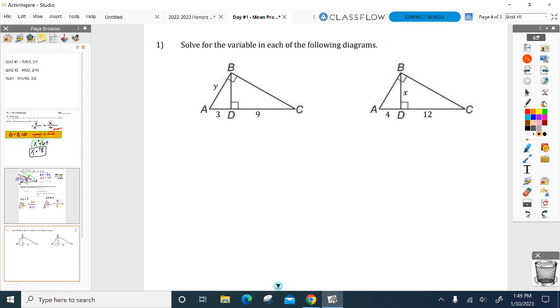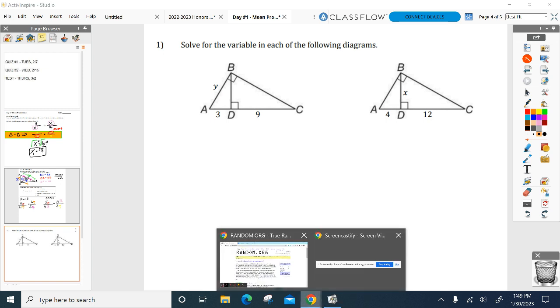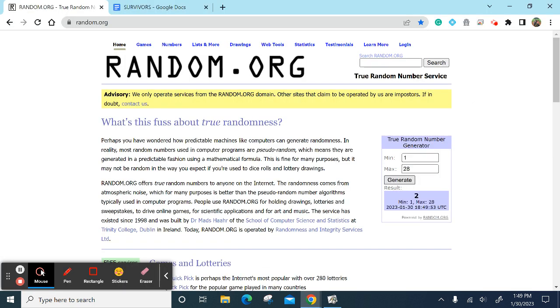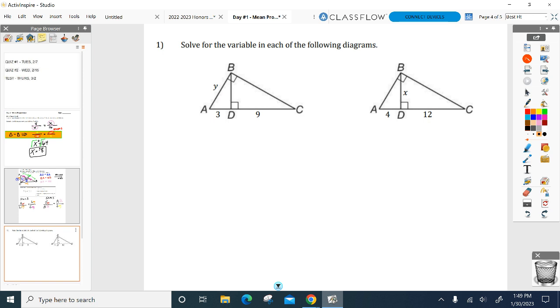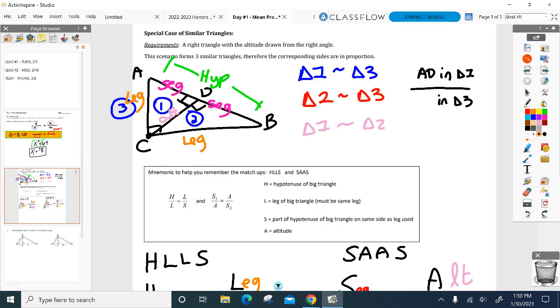Our last discussion. How do I know which one of the two to use? How do I know if it's going to be SAS or Hills? You just ask yourself one question. Is the altitude involved? Look at my first diagram here. Somebody name what the altitude is, not how long it is, I just want to know, name it with letters. It's the one drawn perpendicular to the hypotenuse, that is BD. Is BD labeled at all? No. So there is no way I'm going to be able to use SAS. I don't have enough information to plug in for the A's.